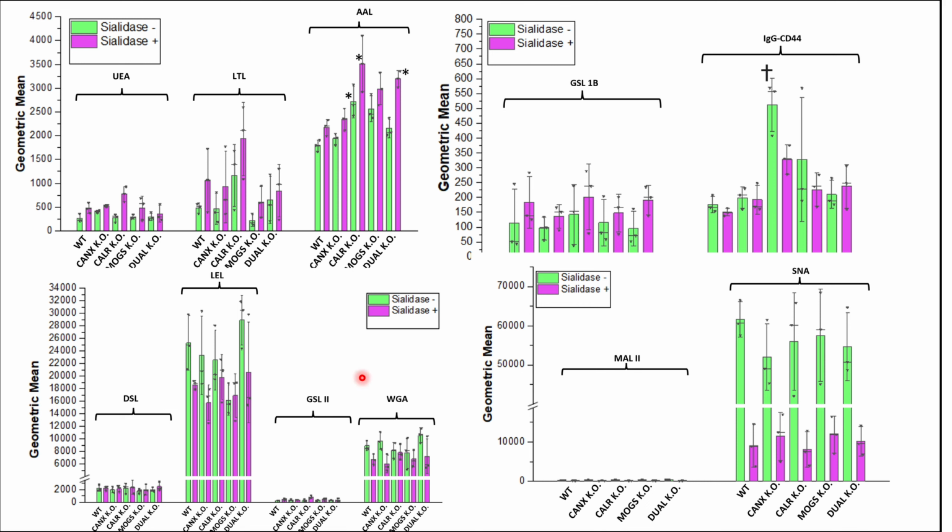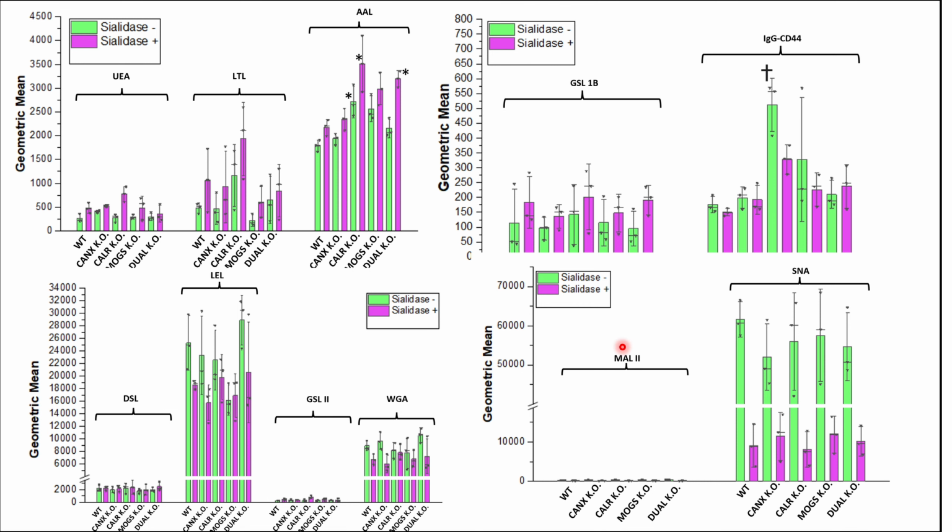So out of all the statistically significant data, 57% of the statistically significant results are found in calreticulin knockout. We have in total observed 19 lectins and one anti-CD44 protein. So from this we found that there is a change in the glycomics profile on the cell surface, and this is because of the disruption in the calnexin and calreticulin cycles.